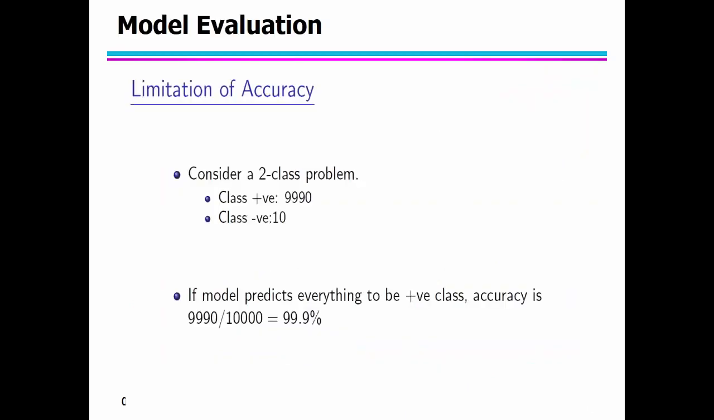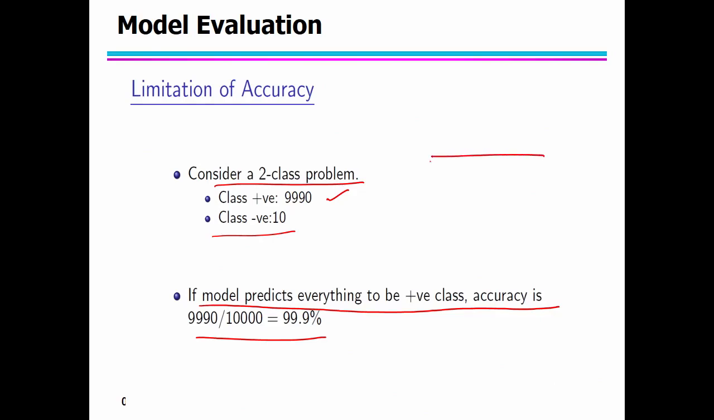Now, move to next. Now, limitation of the accuracy. What is the limitation of accuracy? Let us say we have a 2 class problem and positive class is 9990 items, and negative class is 10. This is in the test data set, let us say training data set, you forget it. Now, if a model predicts everything to be positive class, the accuracy is 99.9%.